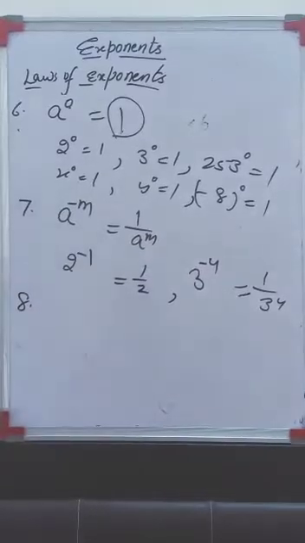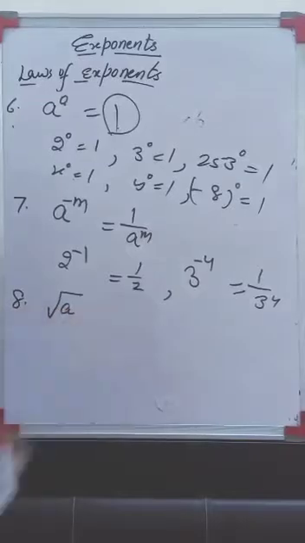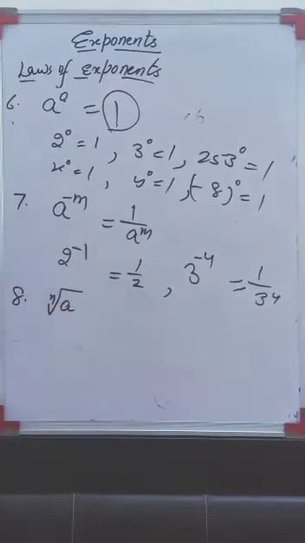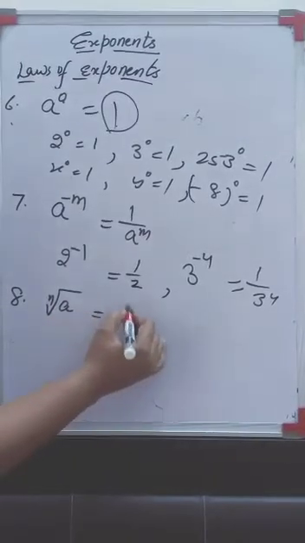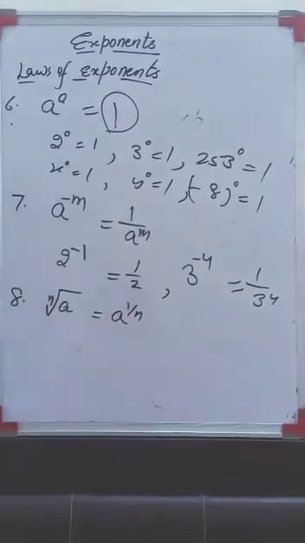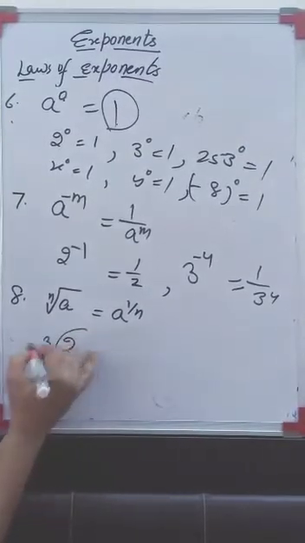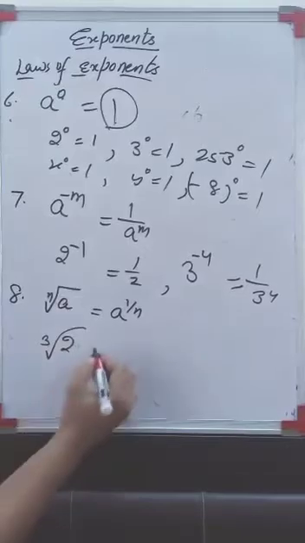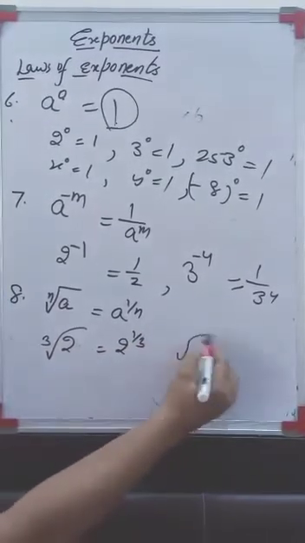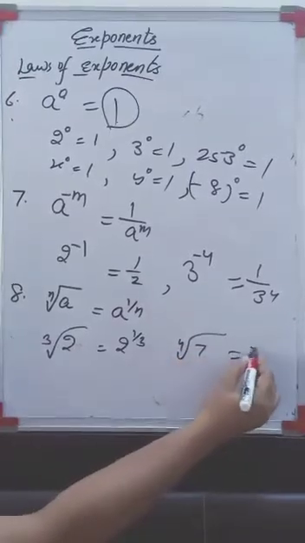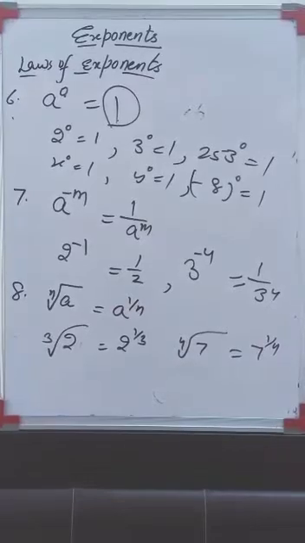Your eighth rule is: if a is a number and has an nth root, then its value is a raised to power 1 upon n. For example, the square root of 2 is 2 raised to power 1 by 2, right? If I write the fourth root of 7, it is 7 raised to power 1 by 4, right? So in this way you will do it.